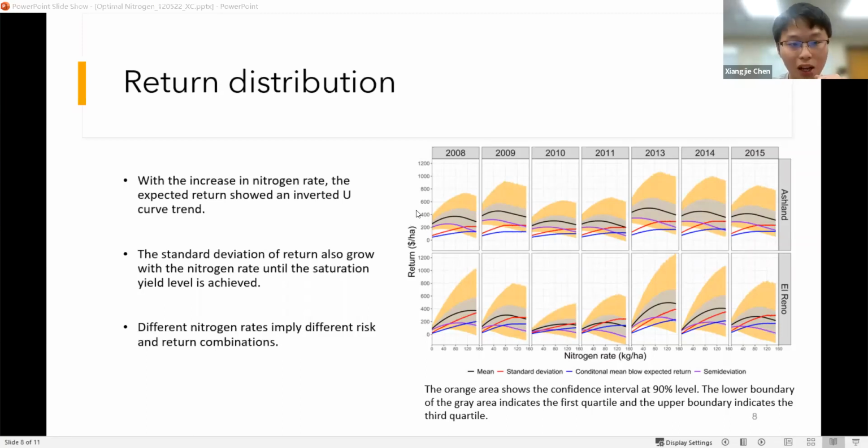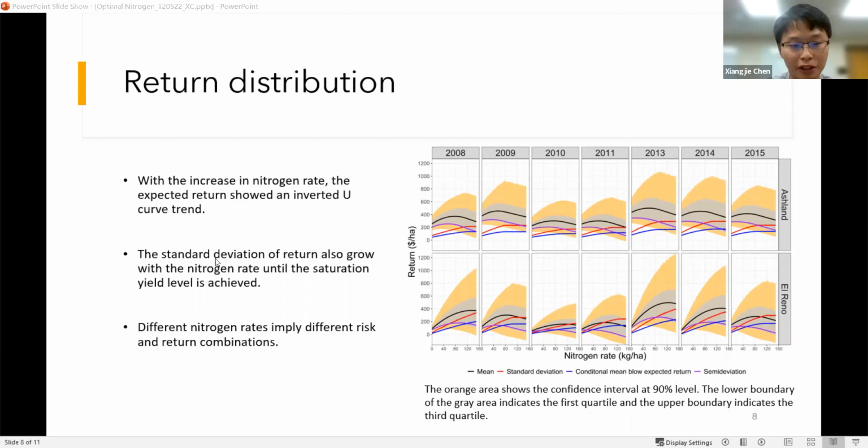We can see that with the increase of nitrogen rate, the return will first go higher and then go down. The reason is that when it passes some point, this top point, the cost of the increase in nitrogen would be bigger than the increase of return caused by a higher yield. And even when it reaches yield saturation, the yield would not grow further, but the cost of nitrogen would go even higher. So it is an inverted yield curve trend.